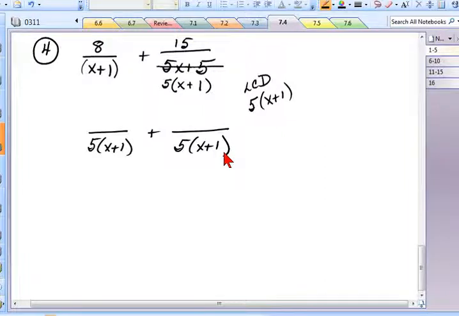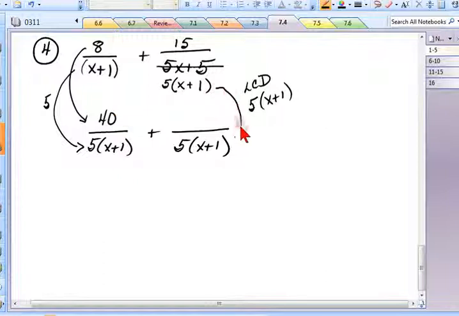It's time to compare. Compare the old to the new. What was this original denominator multiplied by to turn it into the new one? 5. And if the bottom was multiplied by 5, then the top needs to get multiplied by 5. 8 times 5 is 40. Second fraction. What was the old denominator multiplied by to turn it into the new denominator? A 1, which means no change for that top.